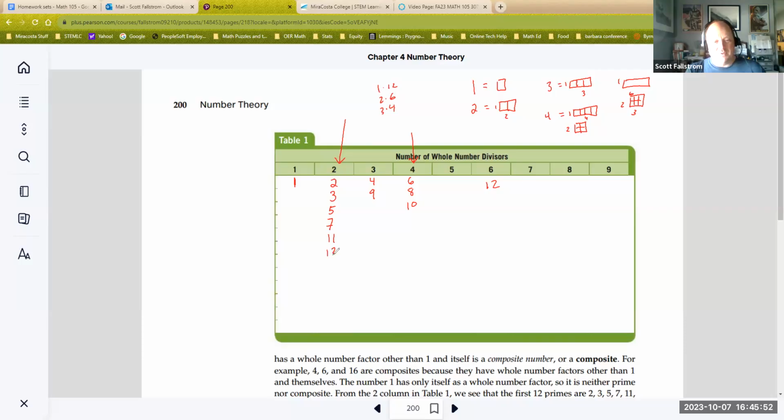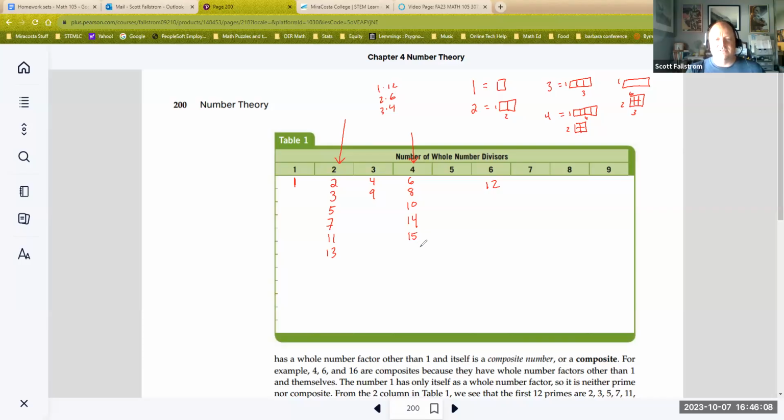13. We go back over here because it's just a 1 times 13. 14 would be a 1 and a 14 and a 2 and a 7. So that would come in here, 14. 15, 1 and 15, 3 and 5. So 15 would actually go in the same column for 4.